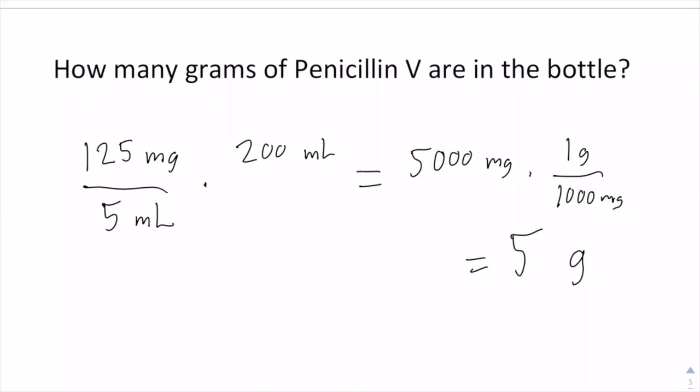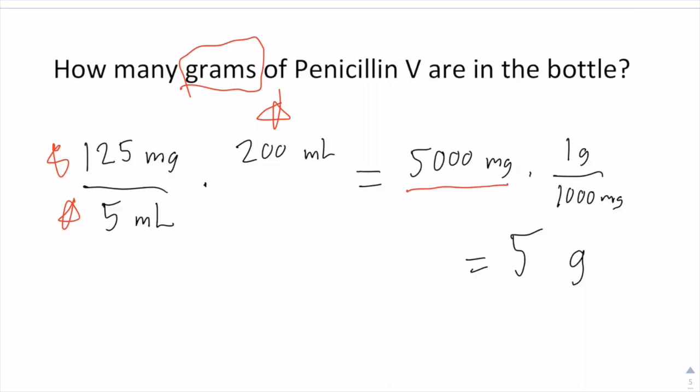So calculating how many grams of penicillin are in the bottle. We're going to take that concentration we saw of 125 milligrams per 5 mLs, and you're going to multiply that by the total amount of solution in the bottle. So 200 milliliters, and you have 125 milligrams per 5 mLs. So that is going to give you 5,000 milligrams total. Now, if you look, the problem asks for grams specifically, so you're not done yet.